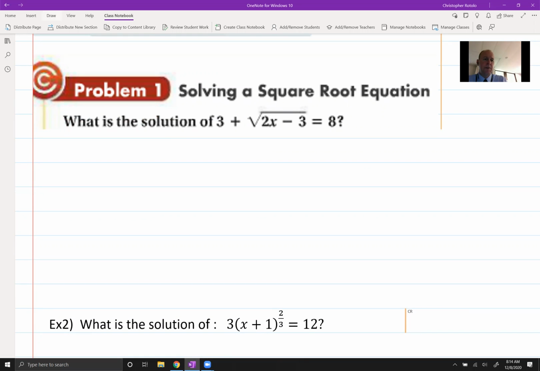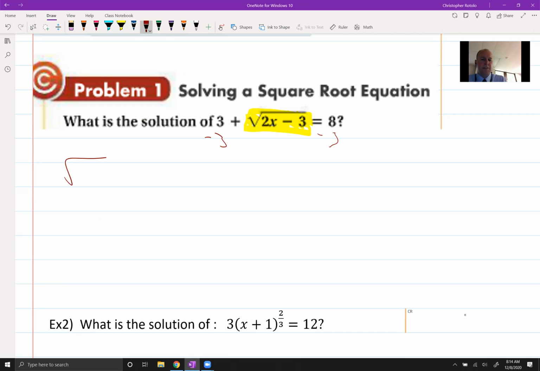The idea is we definitely want to get anything with a square root all by itself. So this thing right here, I want to get this by itself. So how do we get rid of this positive 3? I'm going to subtract 3. All right, so I have the square root of 2x minus 3 equals plain old 5 over here.